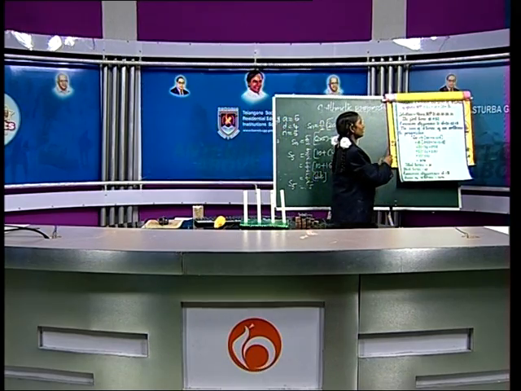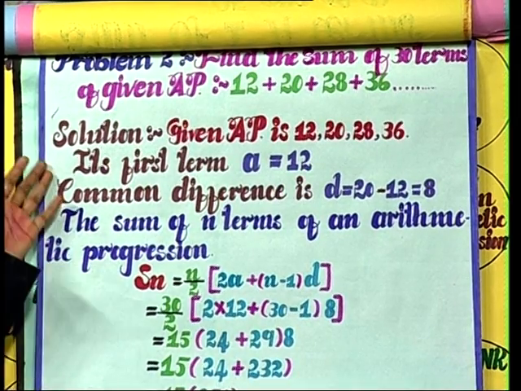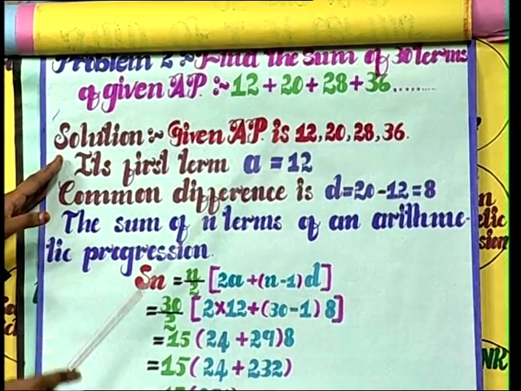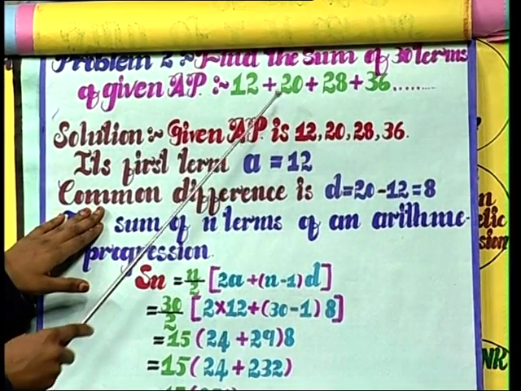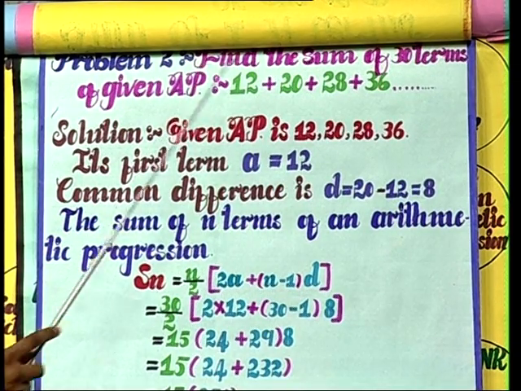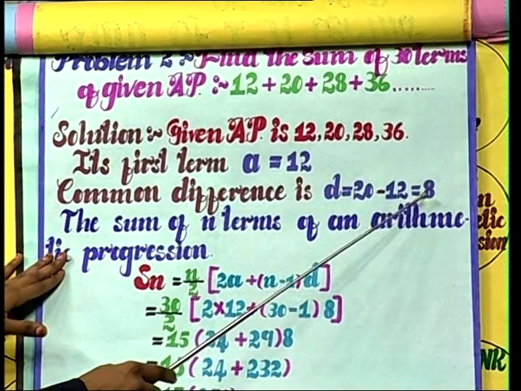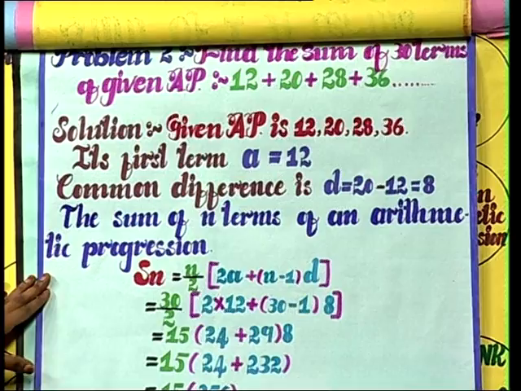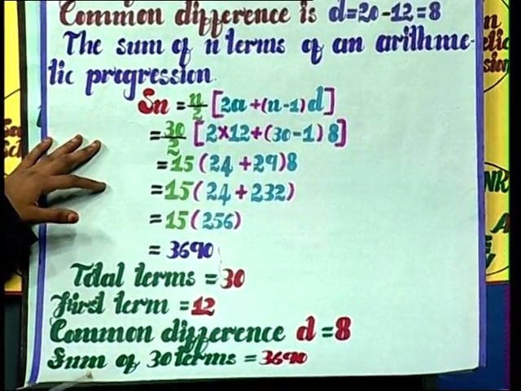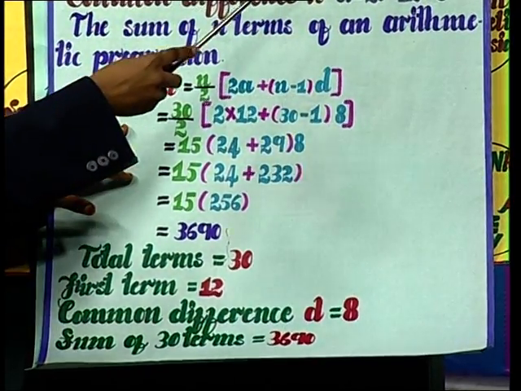Here given AP 12 plus 20 plus 28 plus 36 and so on. We have to do the sum here. The first term of the arithmetic progression is 12 with common difference 20 minus 12. While we are going to find a difference, we have to subtract the first term from the second term. That means 20 minus 12 becomes 8, and the sum of n terms Sn is equal to n by 2 into 2a plus n minus 1 into d, and given n is equal to 30, we are going to find the sum of 30 terms.